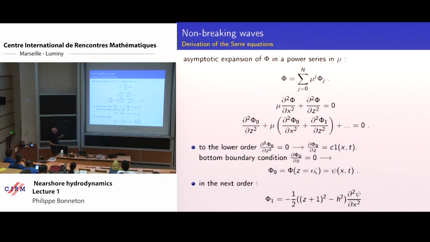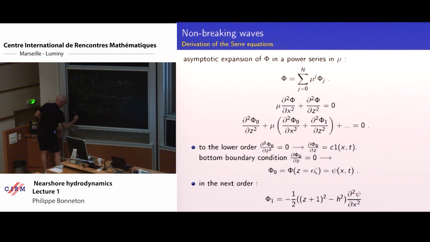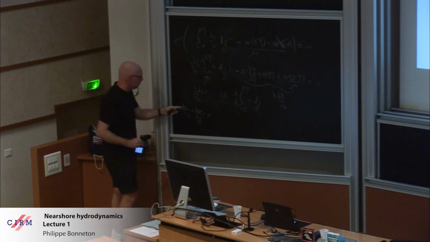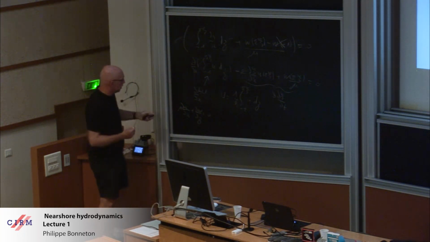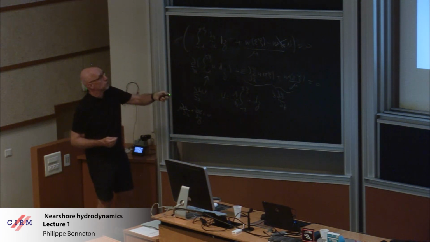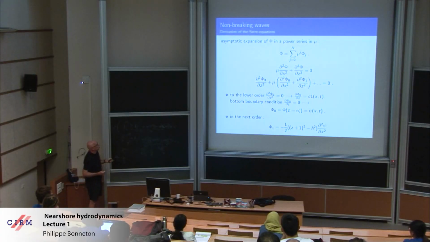So we perform an asymptotic expansion of the potential function in a power series in mu. And here we use the mass conservation, du/dx plus dw/dz equals 0. It is the mass conservation. Replacing u by the gradient of the potential, you obtain this linear equation. With the power series in mu, you obtain this one.